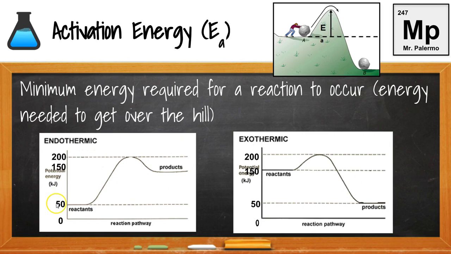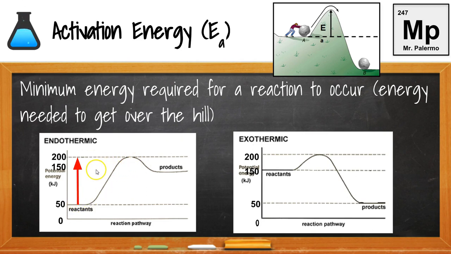So we start out in a reaction at the reactants. So the reactants already have energy. In this case, we're starting out at 50 kilojoules. And so the activation energy to get this reaction going is the energy to get over this hill. And so this is my activation energy here. And so in terms of potential energy, we have 200, we have 50, so the activation energy is 150. That's how much energy is required to get this reaction to go.